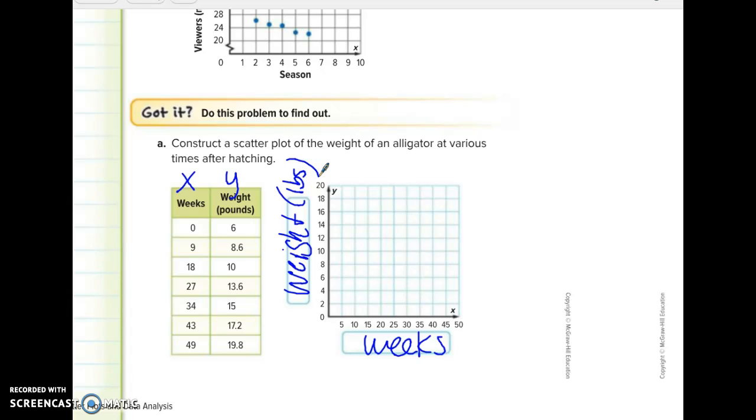At 0 weeks, it was 6 pounds. At 9 weeks, it was 8.6. At 18, it's 10. So you notice that there is no 18 on your x-axis. That means you're going to have to go in between 15 and 20, and then you're going to go up to 10. On 27, again, in between 25 and 30, we're going to go up to 13.6.